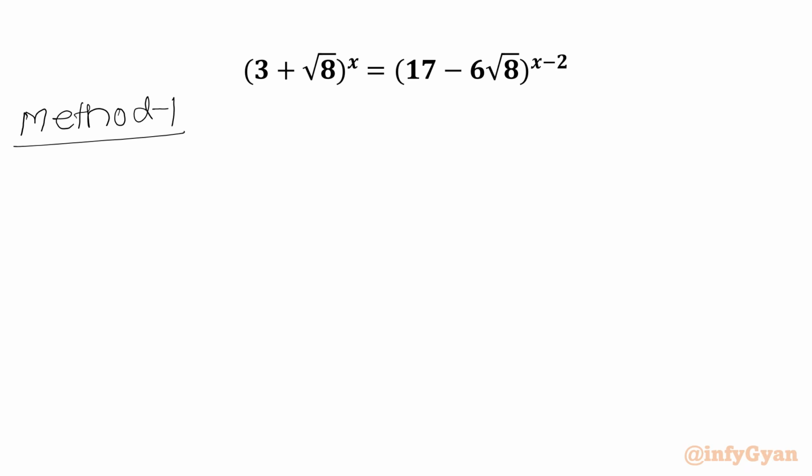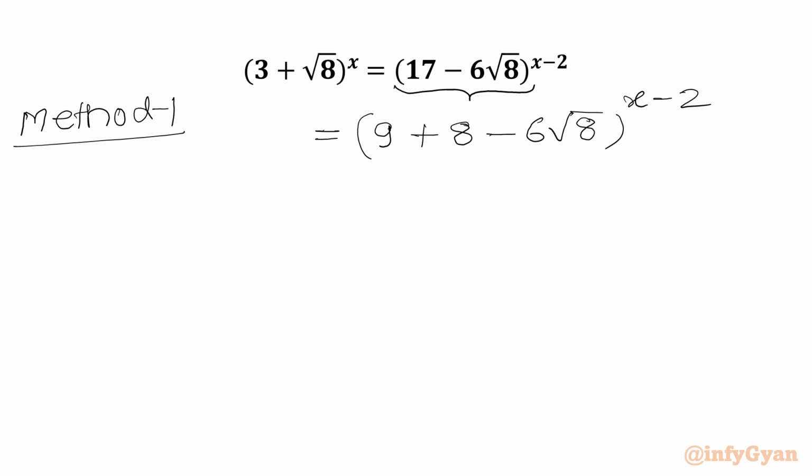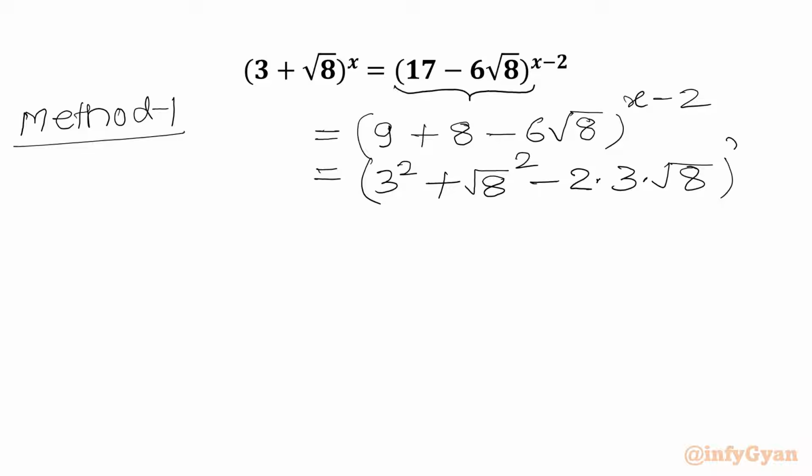In this method, we are going to write 17 minus 6 root 8. So I will be writing 17 as 9 plus 8. 9 plus 8 is 17. Then minus 6 square root 8 with exponent x minus 2. Now we know that 9 is 3 square, 8 can be written as square root 8 whole square, then 6 we can split as 2 times 3, then we have root 8, power is x minus 2.